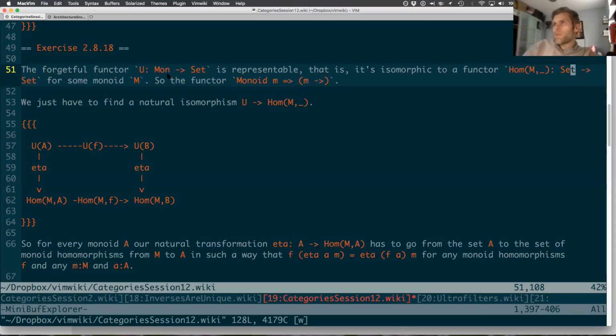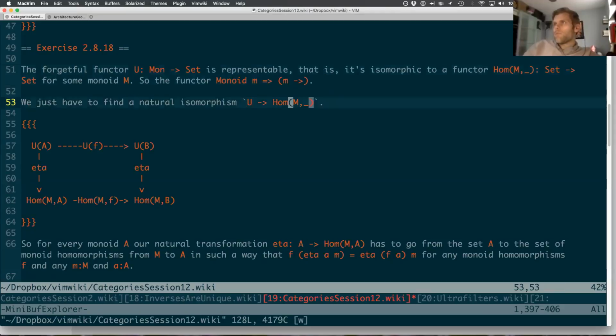But we're going to say that it's representable. This U is representable because it's isomorphic to this endofunctor in Set. So this functor is basically that. Given a monoid M, it's M to whatever, right? So in Hask, it's this functor here. Right, so then we just have to find a natural isomorphism from U to this Hom thing here.